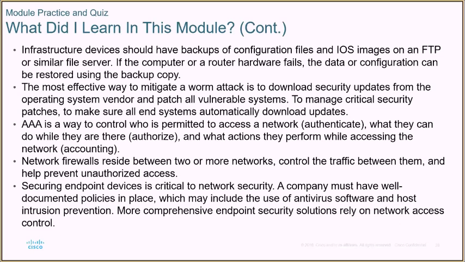So to manage critical security patches, make sure all end systems automatically download updates. Of course AAA is how you can authenticate, authorize and account for what's happening on the networks. Network firewalls reside between two or more networks. They control the traffic between them and help prevent unauthorized access. Securing endpoint devices is critical to network security. A company must have well-documented policies in place, which may include the use of antivirus software and host intrusion prevention. More comprehensive endpoint security solutions rely on network access control.